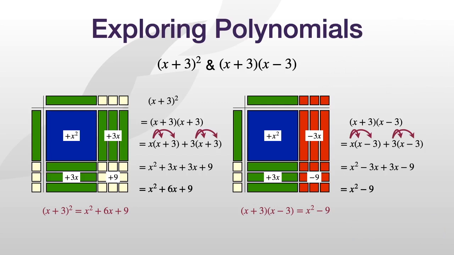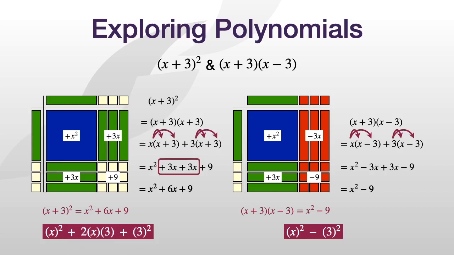You might have noticed that the first term in each product is x squared, and the last term in each product is 3 squared, or 9. On the left, 9 is positive because it's the product of the same integer, and on the right, 9 is negative because it's the product of opposite integers. The product on the left is a trinomial. Its middle term is determined by doubling the product of the terms within the binomial, here doubling x times 3. This special product is called a perfect square trinomial.